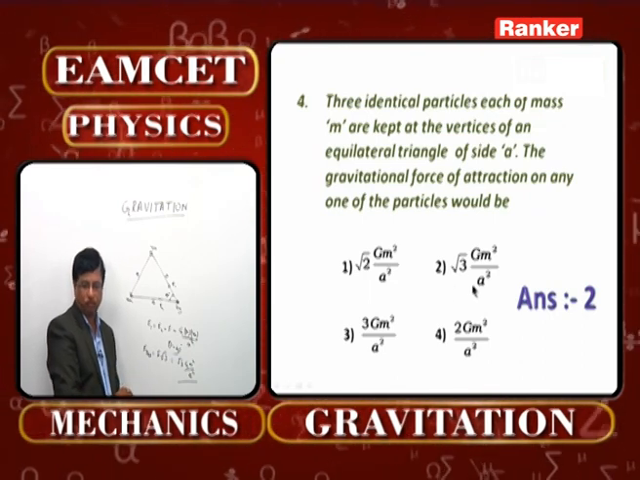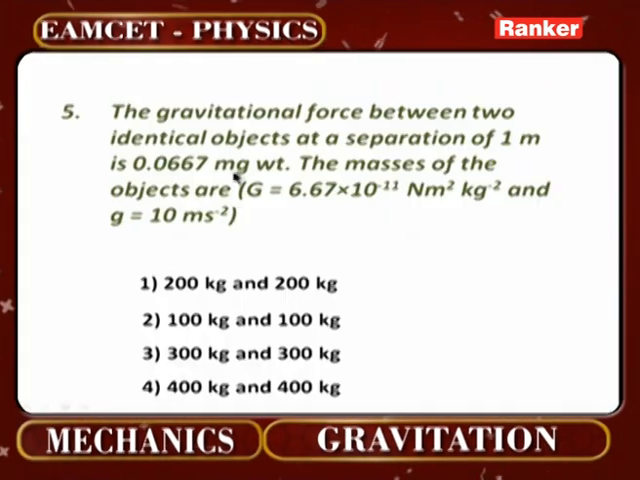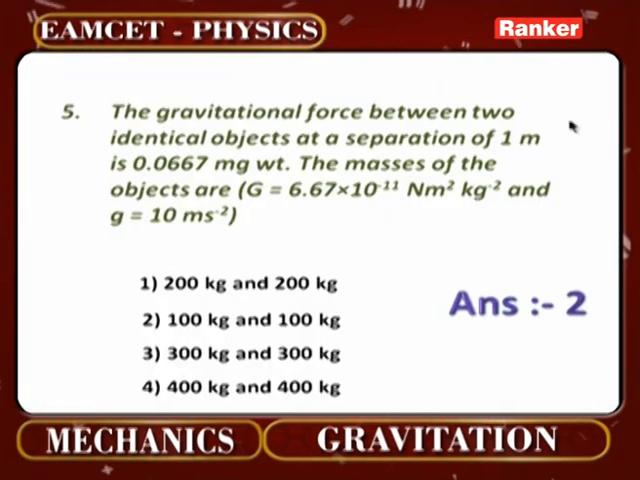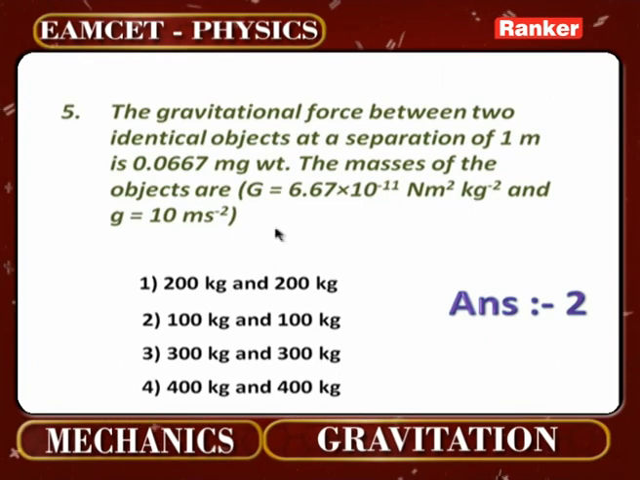Now look at the next question, that is problem number 5. The gravitational force between two identical objects at a separation of 1 meter is 0.0667 milligram weight. What are the values of their masses? Capital G is given in this question, 6.67 into 10 power minus 11 Newton meter square per kg square, and g is 10 meter per second square. These are the values given to us.